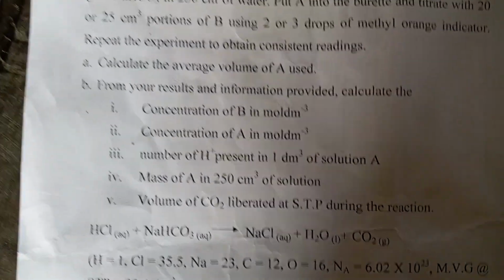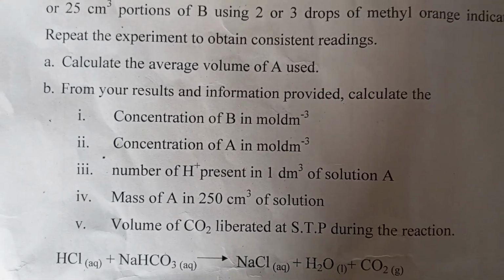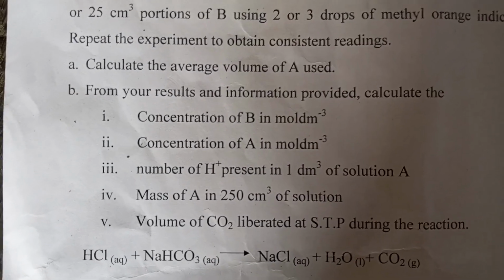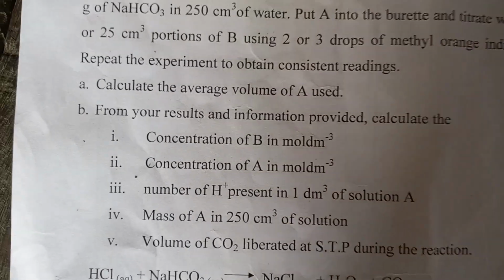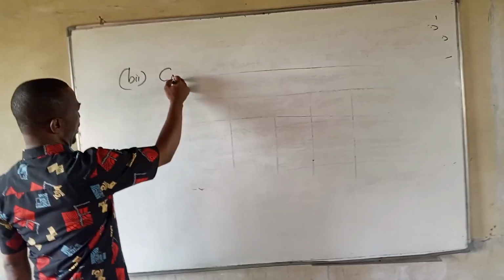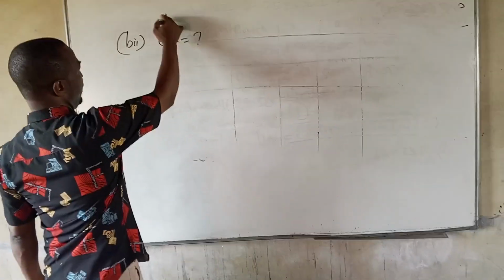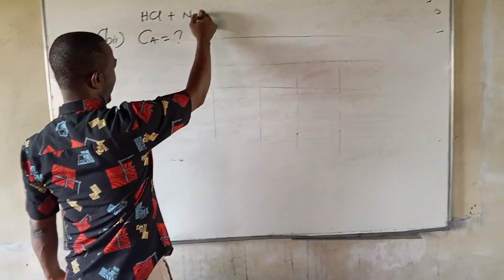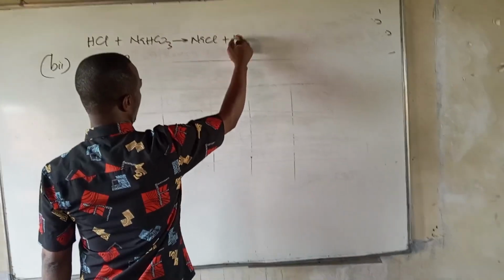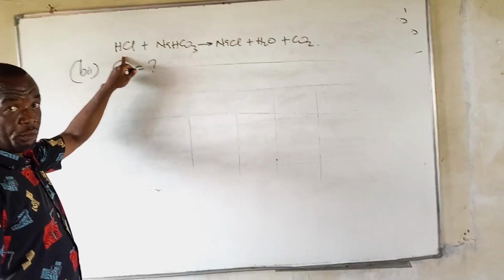Question B II says, find the concentration of A in mole per dm cube. The concentration of A in mole per dm cube. So go to the board. We're going to CA now. The equation of the reaction is HCl plus sodium hydrogen carbonate gives sodium chloride plus water plus CO2. That's the equation of the reaction.